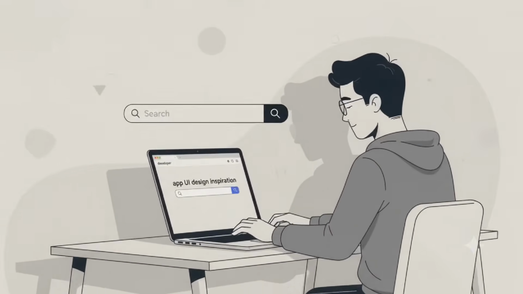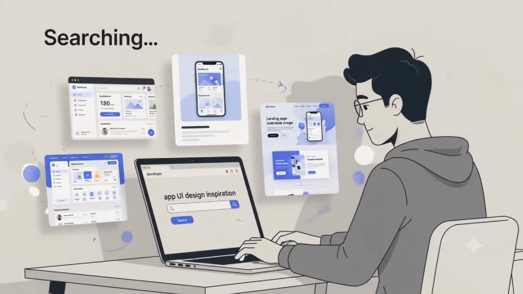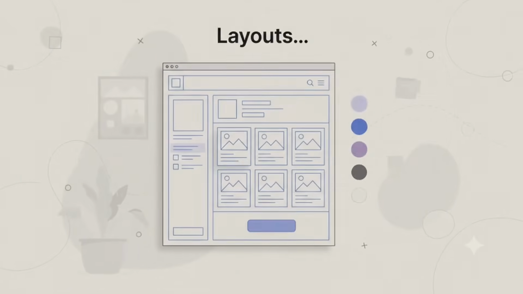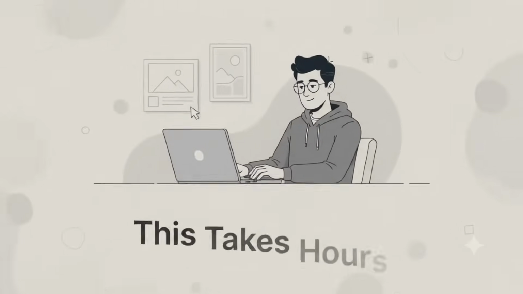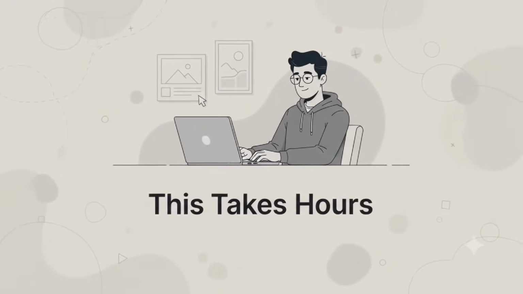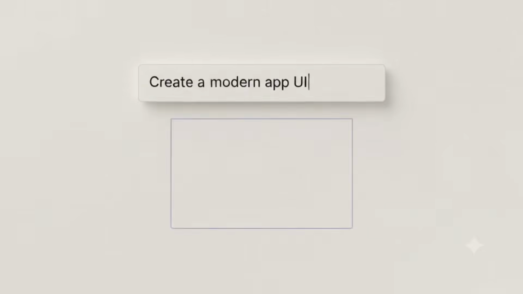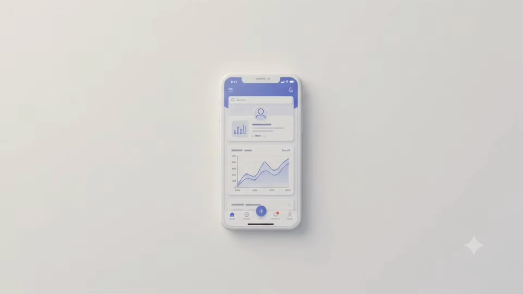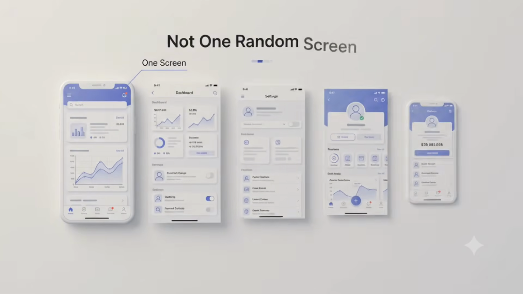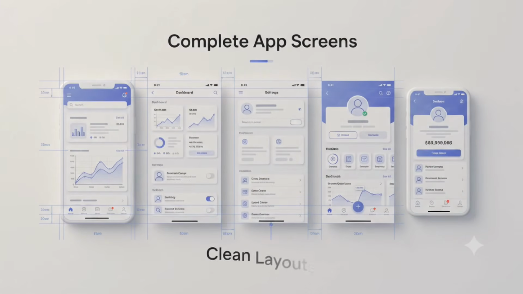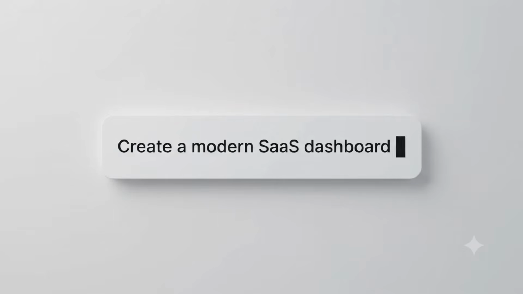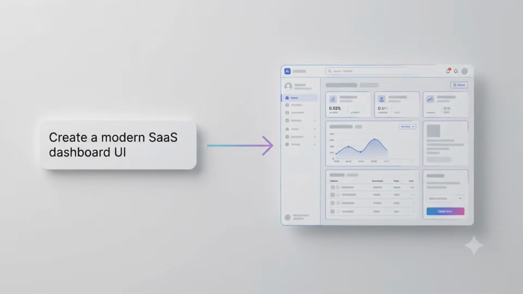Usually we spend hours searching the internet for design inspiration, creating mockups, trying different layouts, changing colors, testing components, and still the final result doesn't look perfect. But what if there was a tool that could help you generate a beautiful UI UX design in a second? Not just one random screen, I'm talking about the complete app screen, clear layout, modern components, and production-ready design idea, all from one simple prompt.